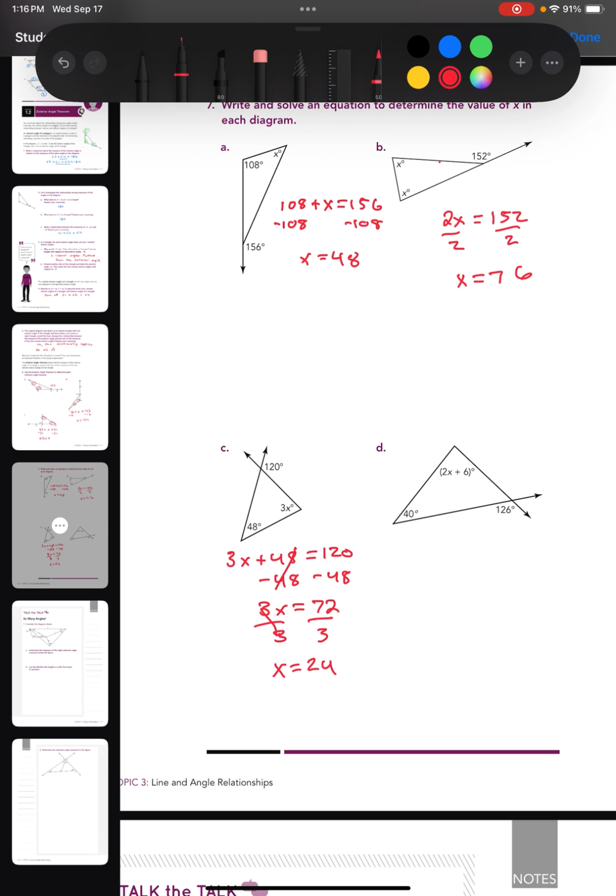And then for D, hardest equation yet we're going to look at, we got 2x plus 6 is one angle, plus 40 is the other remote interior angle, equals our exterior angle, 126. So we'll first combine like terms, and then subtract the 46 over, solving for x. So 126 minus 46 gives us 80, and then divide by 2. And we will find that x is equal to 40 degrees using our exterior angle sum theorem.